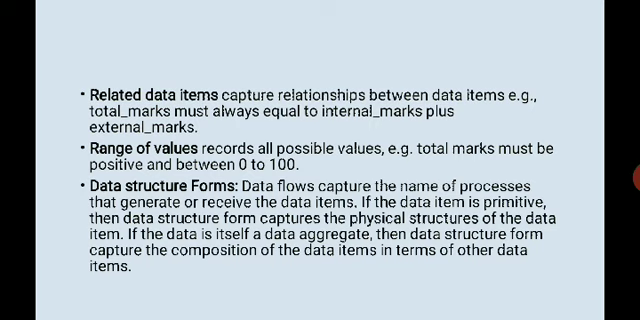Then there will be a data structure form. Data flow captures the names of processes that generate or receive the data item. If the data item is primitive, then the data structure form captures the physical structure of the data item. If the data is itself a data aggregate, then the data structure form captures the composition of the data item in terms of other data items, right? So the data structure form will contain all the names of processes that are receiving and generating them, the primitive data, the physical structure of the data, and the data aggregate.